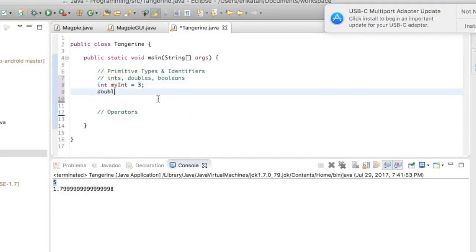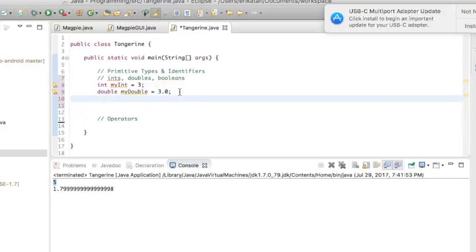And then the next thing would be a double. So a double is what we call a floating point number or a decimal. So instead of saying like 3, you could do 3.0. So double my double equals 3.0.